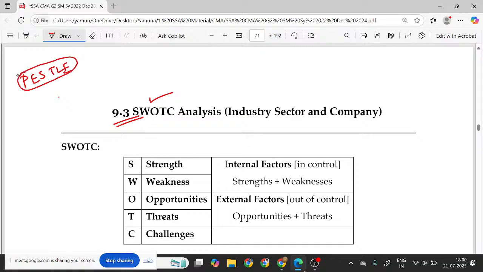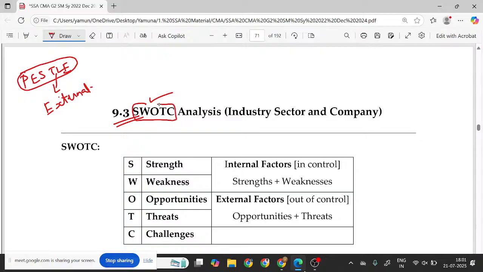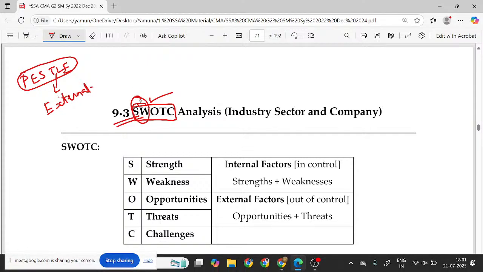political, economical, social, all the factors were related to the external environment. But when we go for SWOT analysis, we'll be discussing the strengths and weaknesses of our company, so internal to the organization, and opportunities and threats external to the organization, and challenge. We have to face it as a challenge.